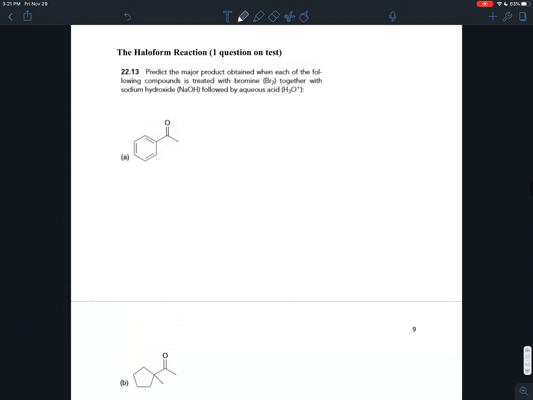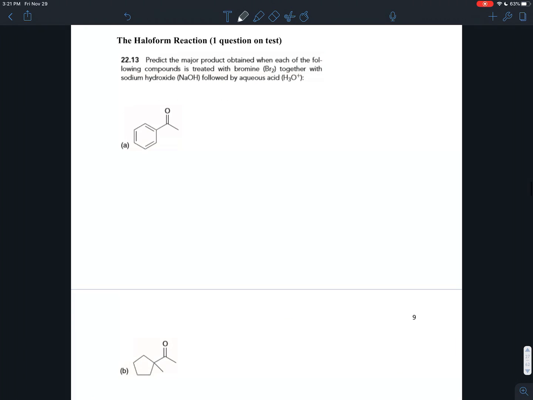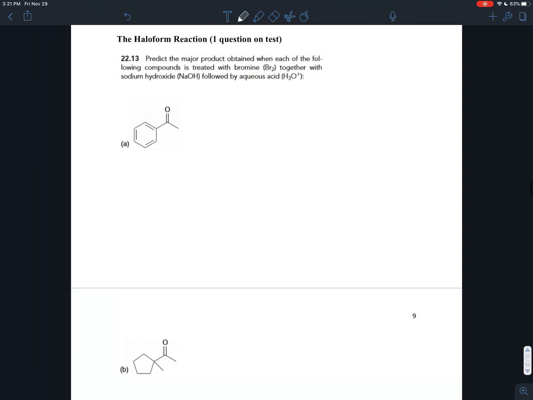So now that we discussed the significance and the mechanism of the haloform reaction in the previous video, let's apply that to synthesis exercises. In each of these they say predict the major product that you get when you treat each of these molecules with bromine together with sodium hydroxide, followed by hydronium, so aqueous acid. And that's the recipe that we saw in the previous problem for the haloform reaction.